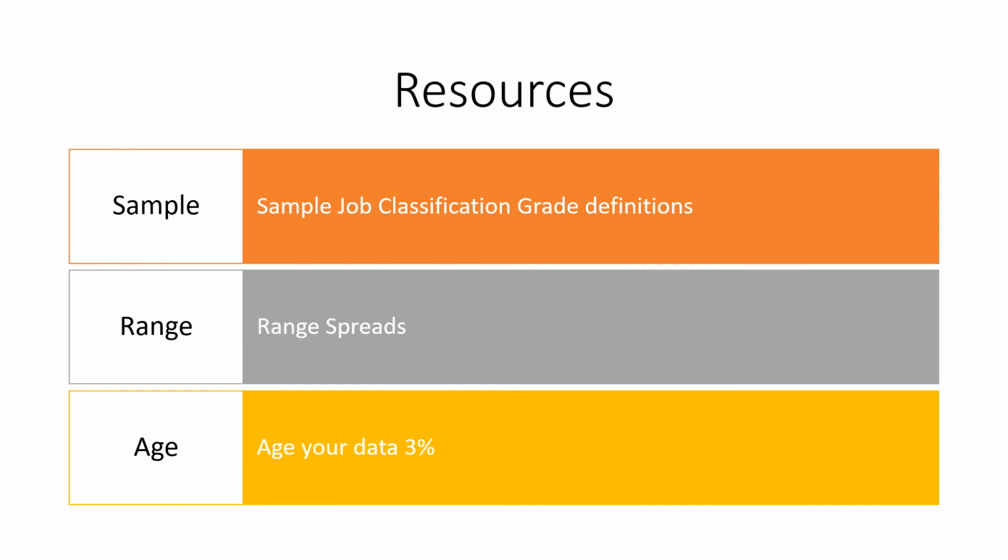There are additional resources that can be found in the assignment folder. I've provided you with the sample job classification grade definitions, so you can take a look at that and how that was structured. I've also posted a document that provides some guidance around ranges, pay ranges and pay spreads. So you'll see an image that's in that folder, and it provides you with the Towers-Watson and the World at Work recommended pay spreads for your pay ranges. Also, I do want you to age your data by 3% when you're doing your benchmarking.